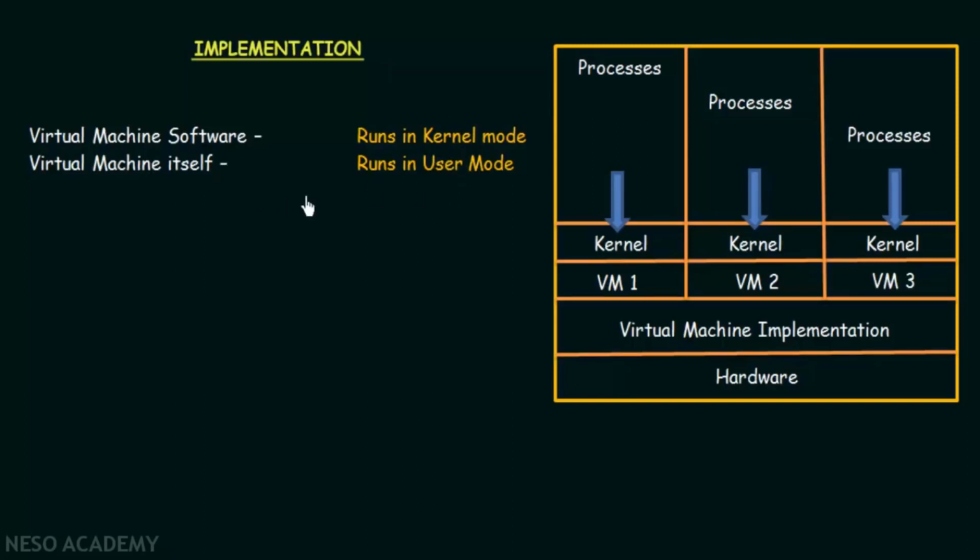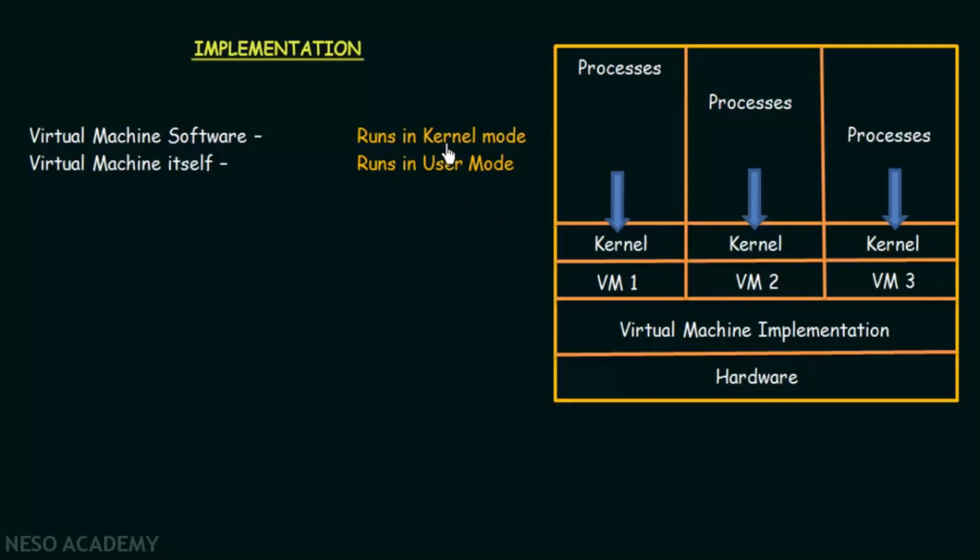Now we need to find out how a virtual machine actually runs. Does it run in user mode or kernel mode? So first of all, the virtual machine software runs in kernel mode. The virtual machine software, which allows the implementation of virtual machines, is the base operating system that you have. That one runs in kernel mode. But the virtual machine itself runs in user mode. The virtual machines that we have over here run in user mode.